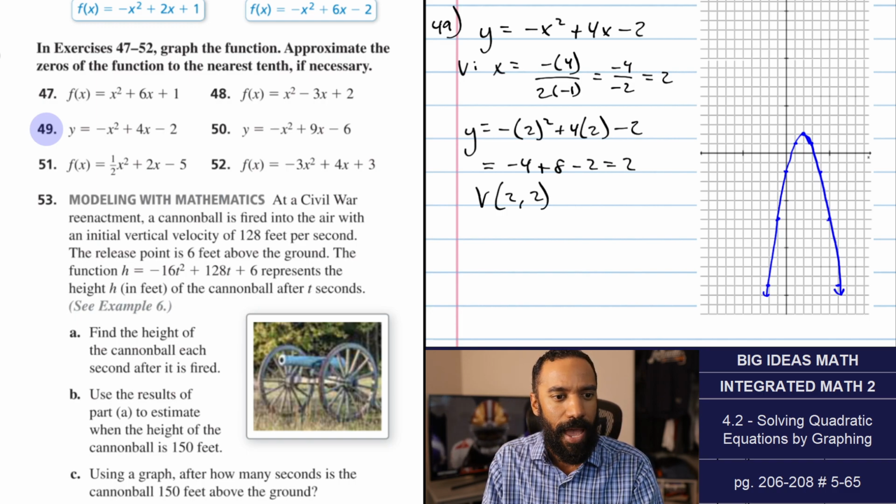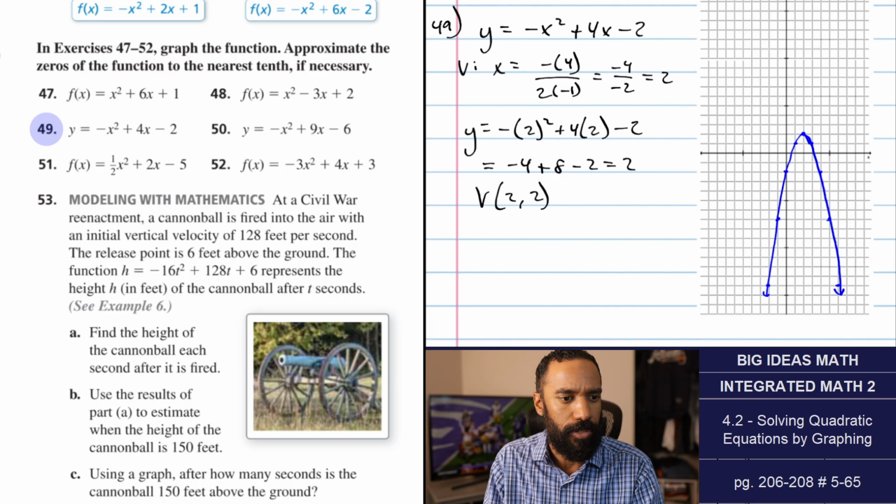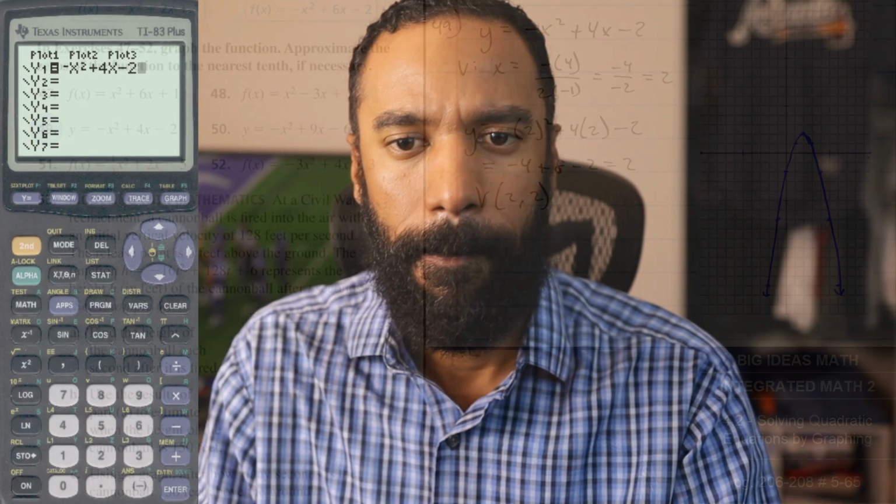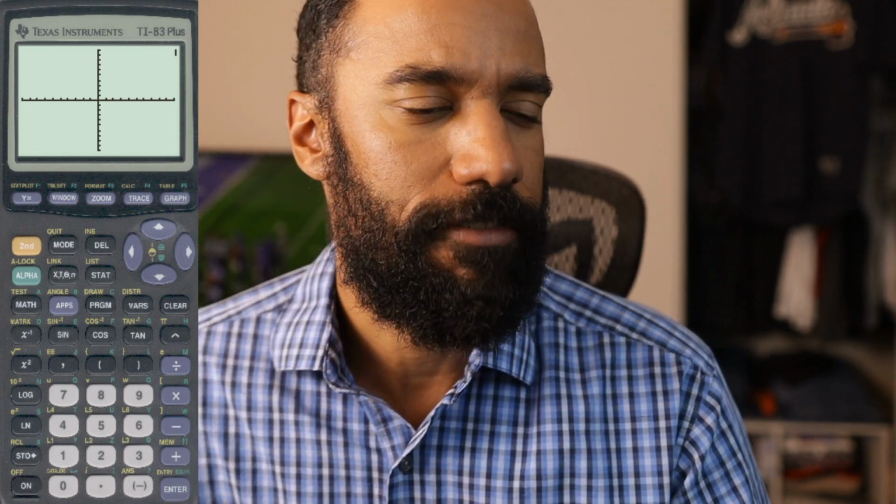I'm going to do negative x squared plus 4x minus 2. Okay, so it looks like this here. Let's go ahead and sketch its graph, which looks like that. Kind of looks like ours. So it just looks a little better.